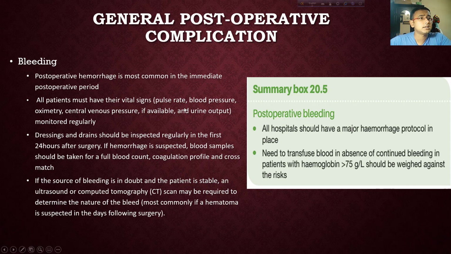All patients must have vital signs checked, including urine output and levels, for 24 hours after surgery. It is very crucial. That crucial period must be crossed, and any bleeding can occur within 24 hours. If hemorrhage is suspected, blood samples should be taken for a full blood count, coagulation profile and cross match. These are emergency procedures.